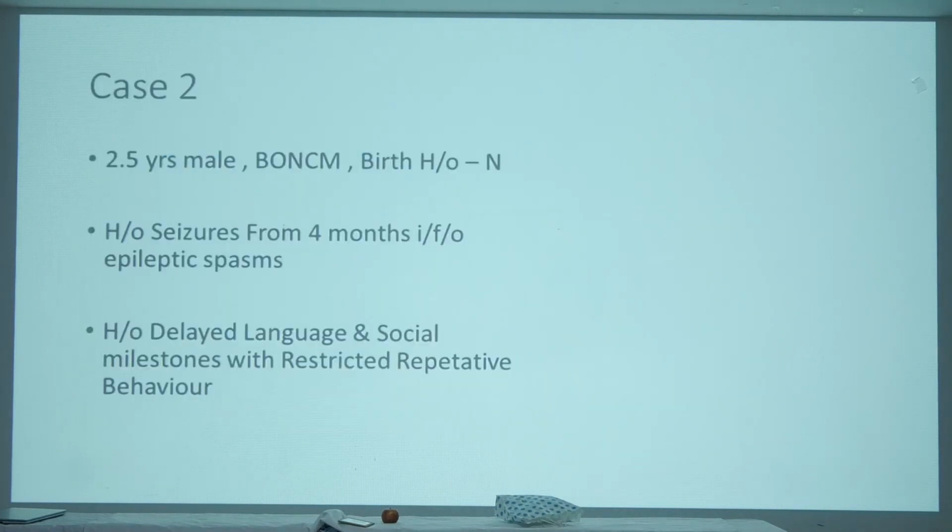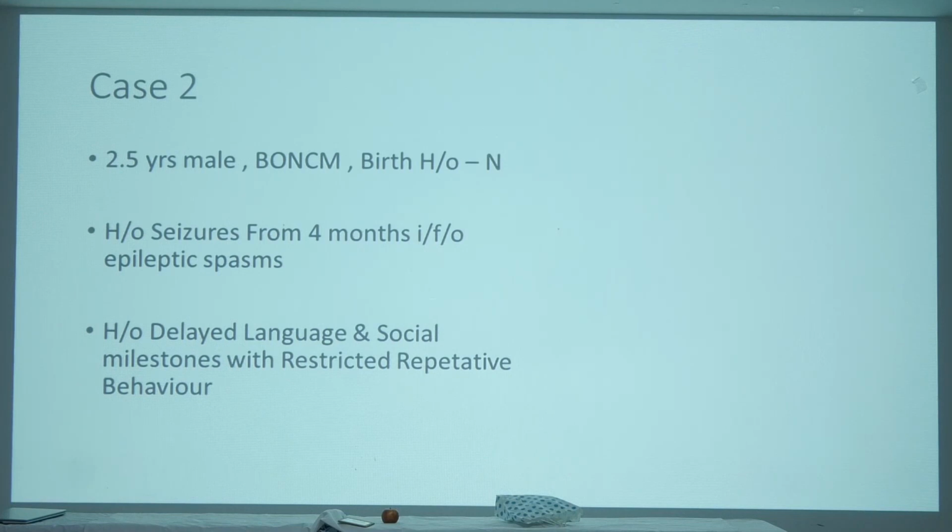Second case, a 2.5-year-old male child, again of non-consanguineous marriage, birth history is normal. Even though the birth history is normal, he has had seizures from 4 months of life. Initially, it was epileptic spasms. Later on, it changed to absence seizures, focal seizures with intact awareness. And there is global developmental delay, but predominantly delayed language and social milestones with restricted repetitive behaviors, what we call in other words autism.